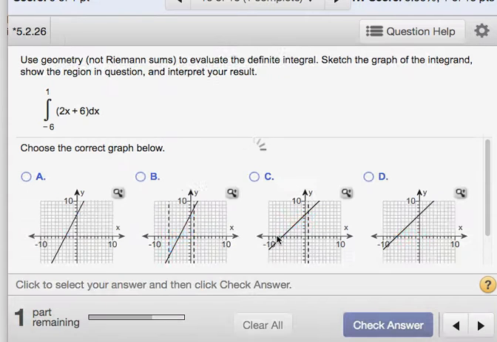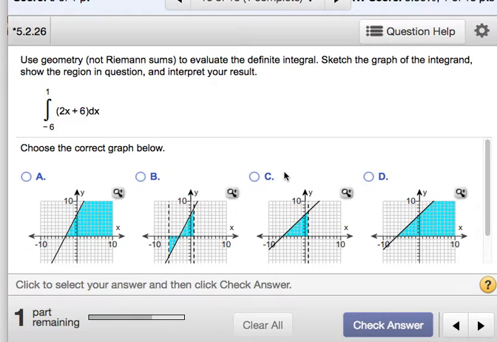Now on a quiz or a test, you should be able to actually sketch the graph of a quadratic and shade in the areas yourself. It will not be multiple choice like on the homework.